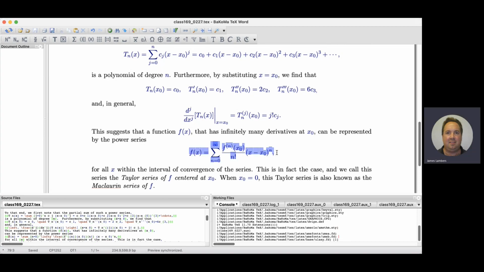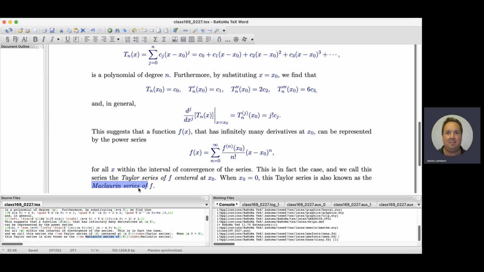So this series is called the Taylor series of f with center x naught. And in the special case where x naught happens to be 0, it's still called a Taylor series with center 0, but it's also called a Maclaurin series. So the Maclaurin series is only for the case where the center is 0. We'll be working with Maclaurin series most of the time, but in occasional examples, we'll work with a Taylor series that has a different center.